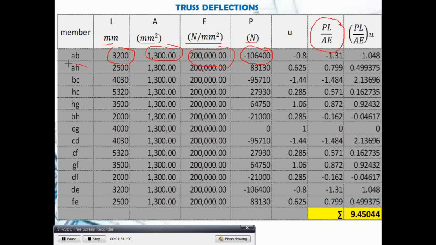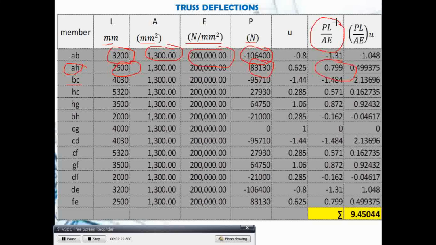For member AH, my P is positive 83,130. Multiply that by the length of AH, that is 2,500. Divide it by 1,300 times 200,000. Then multiply it again. My answer now is 0.799. Do the same for members BC up to FE. Kindly again double check the values you see there in your screen.